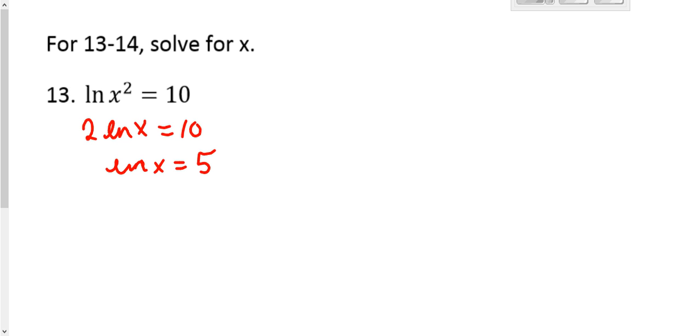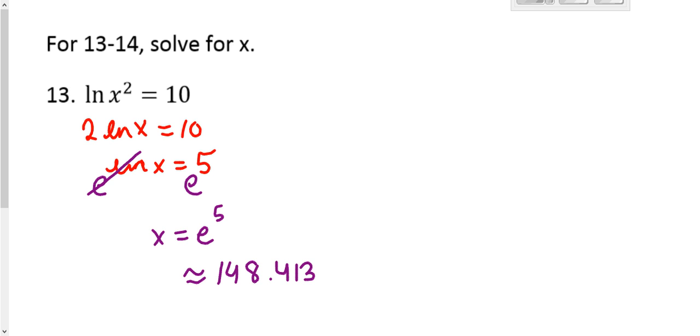And then we can put both of those into the exponent of e. Remember, that's how we cross out an ln. So x is e to the 5th, and e to the 5th is about 148.413.